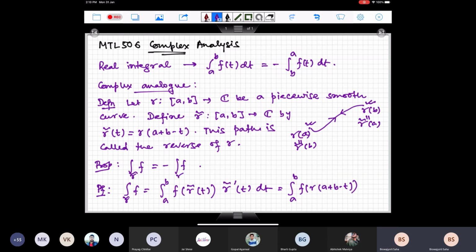So therefore what am I going to get if I take the chain rule? This is going to be minus gamma prime of a plus b minus t. Very good, and there should be a minus in front, minus 1. So now I get this one, and then here of course, we have now learned about this thing, the change of variable, in the last class.